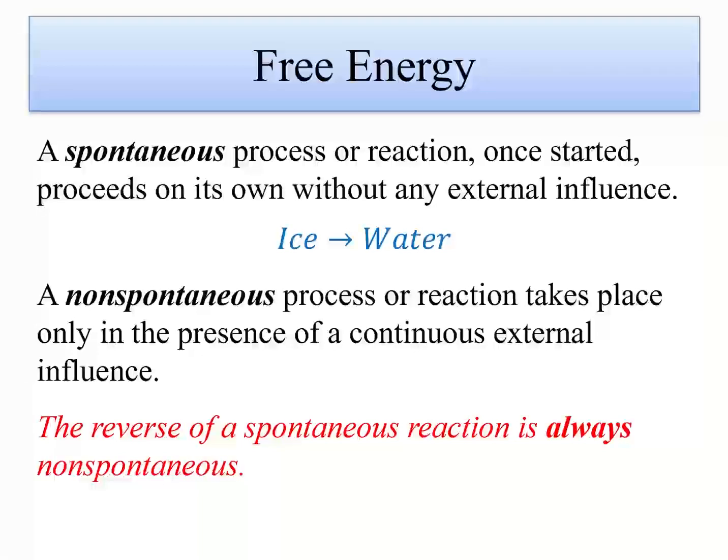Spontaneous processes can be slow or fast. For example, rusting is a spontaneous process, it occurs spontaneously. However, this process is very, very slow. Or ice melting into water when the temperature is right. This is also a spontaneous process. A non-spontaneous process or reaction takes place only in the presence of a continuous external influence. The reverse of a spontaneous reaction is always non-spontaneous.